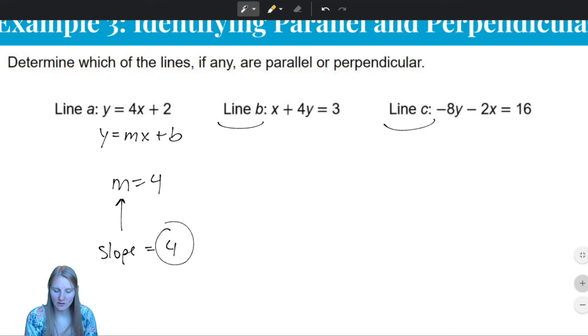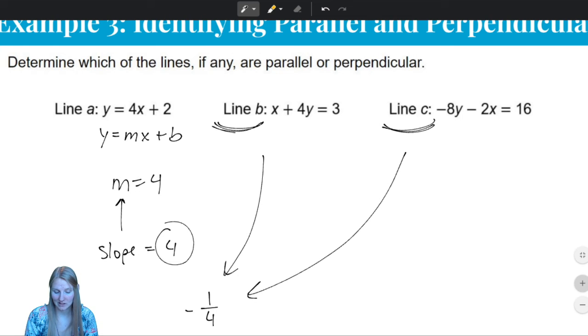So before we even find the slopes of lines B and C, what is the negative reciprocal of 4? Can you figure it out? So, the reciprocal of 4, remember that's like 4 over 1, is 1/4, but it needs to be the negative reciprocal. So if either of these lines have a slope of negative 1/4, they will be perpendicular to line A.